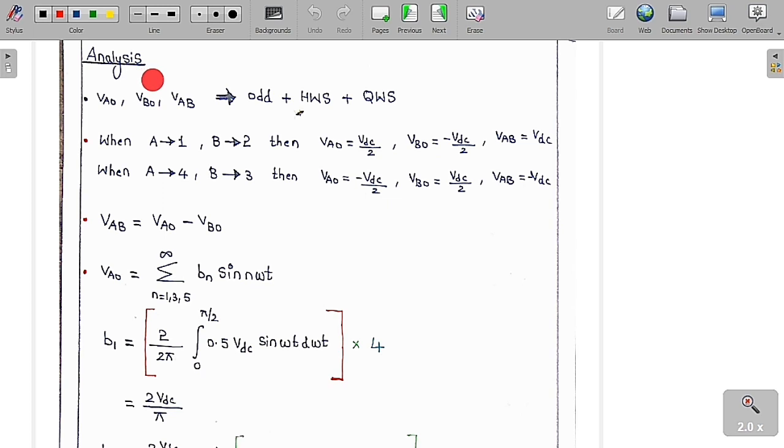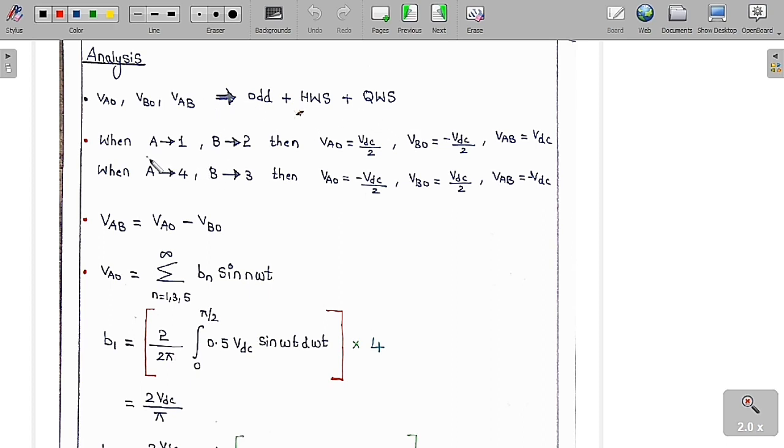Now we are going to analyze this graph. I have already told you VA0 and VB0 are called pole voltages, whereas VAB is called the line voltage or the load voltage. VA0, VB0 and VAB are all odd functions, and they also satisfy half wave symmetry and quarter wave symmetry. So these are the three properties satisfied by these graphs.